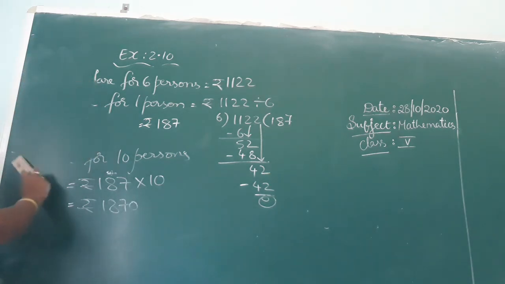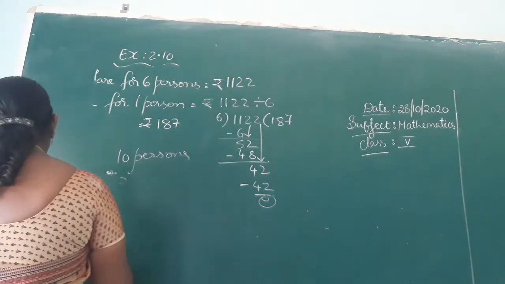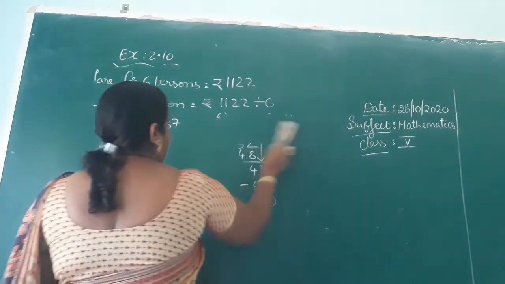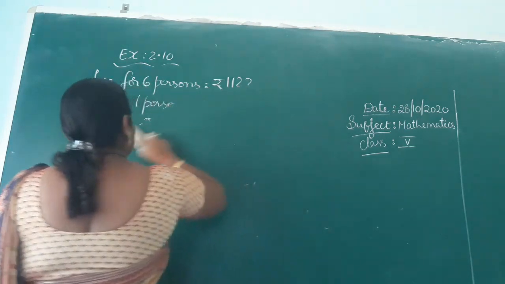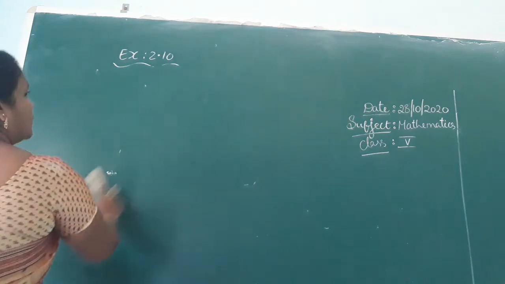Here the cost of 12 kg of potatoes was given and they are asking the cost of 5 kg of potatoes. The cost of 12 kg potatoes was given. They are asking the cost of 5 kg potatoes.